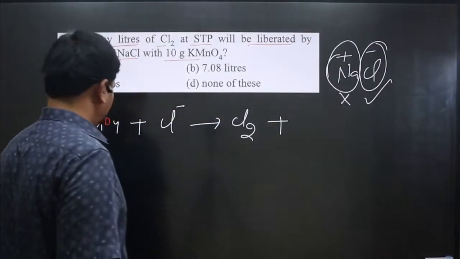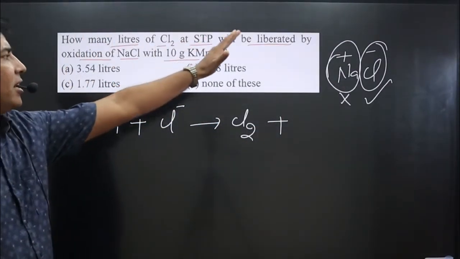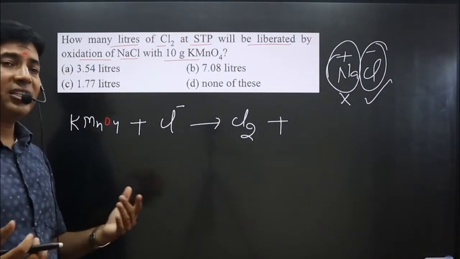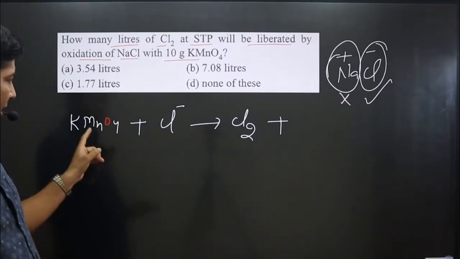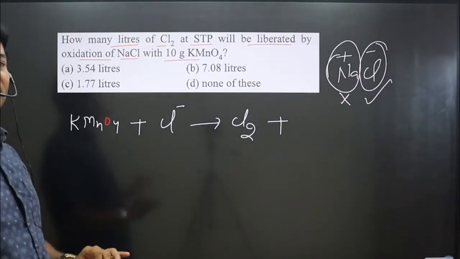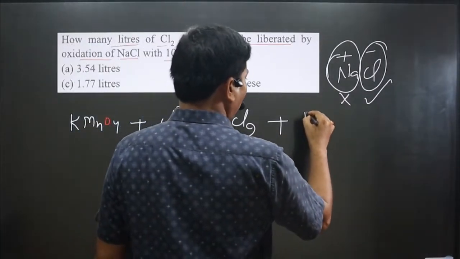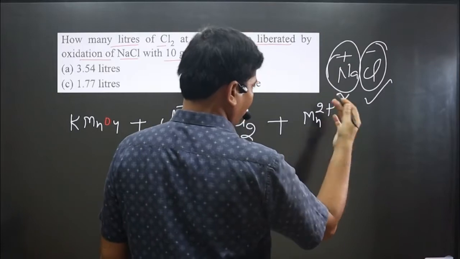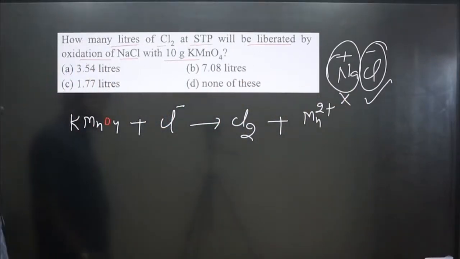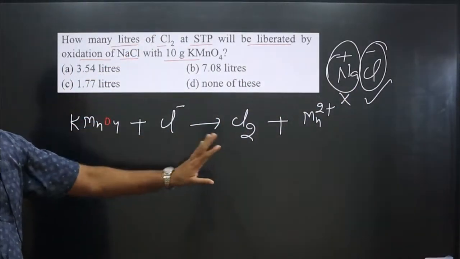And always keep in mind, since the medium is not given, in which medium is this reaction taking place? Since KMnO4 is there, we assume that the reaction is taking place in acidic medium, and in acidic medium KMnO4 always converts into Mn2+. The equation is ready.